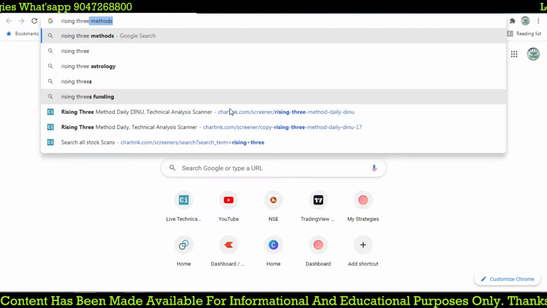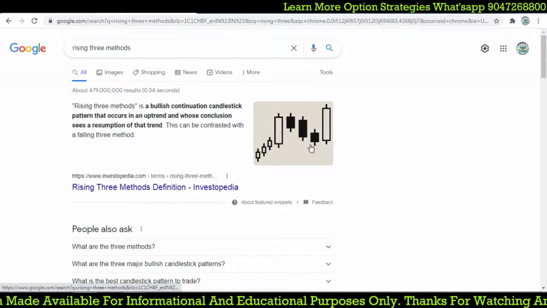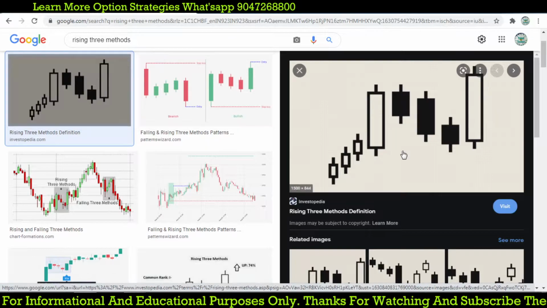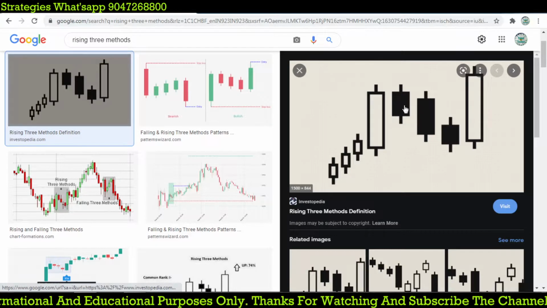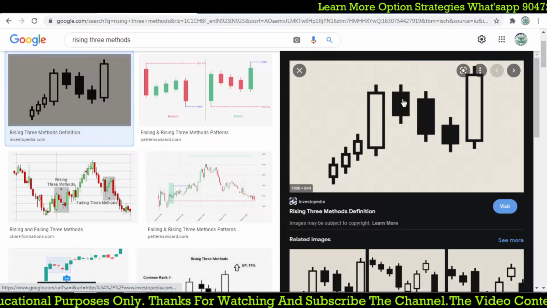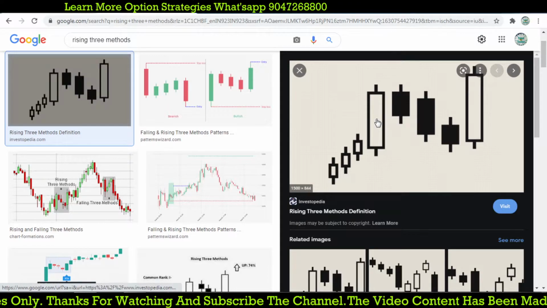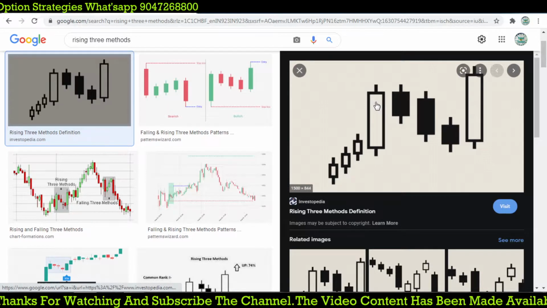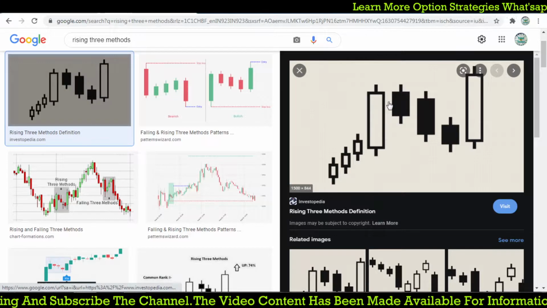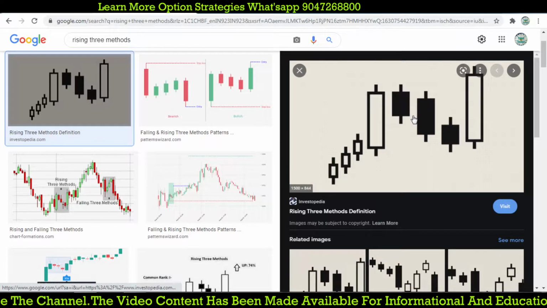Rising 3 method. So this is the exact candlesticks pattern. Can you see? The first day should be a bullish candle, followed by the next 3 days of bearish candles, but these 3 candles stay inside the range of the first bigger candle. The first candle should be very big, showing the strength of the market. But over the next 3 days, the market should be negative and very small in range.